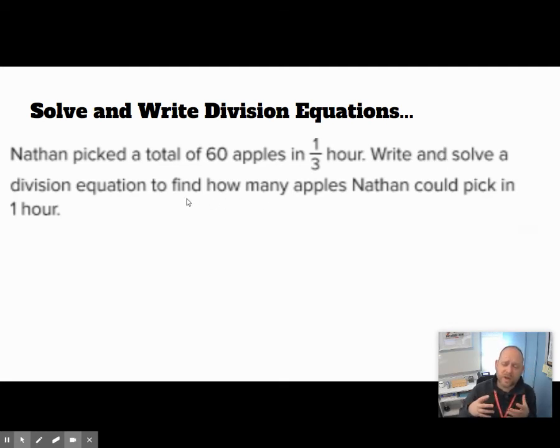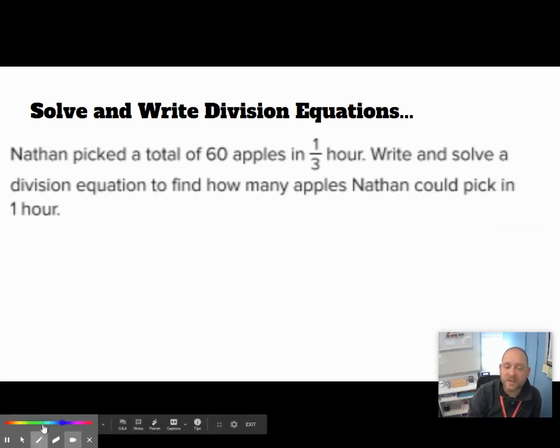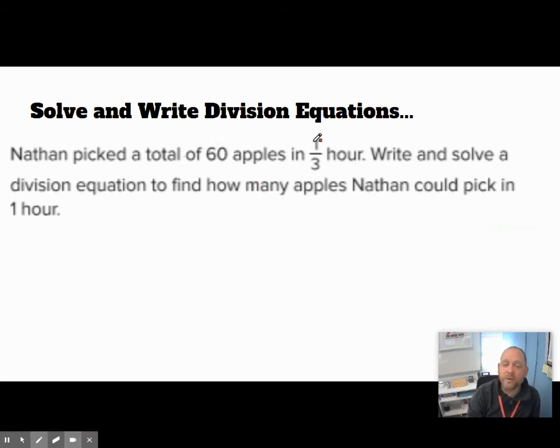So we're not going to draw it out this time. We're actually going to do it as an equation to find out how many apples Nathan could pick in 1 hour. So the first thing we need to do is figure out what we're looking for, and we want to know how many apples Nathan can pick in 1 hour. I'm going to say that is equal to n. So I've defined my variable. N equals how many apples Nathan can pick in 1 hour.